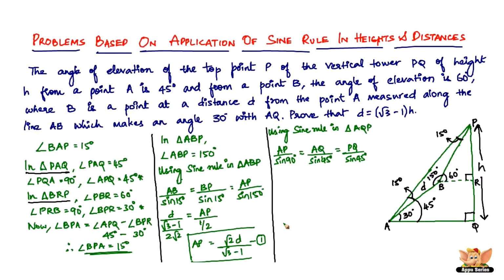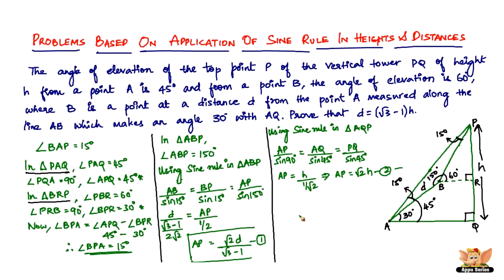Now what we have to take is AP and PQ. The reason we are taking AP and PQ is because we have an AP here. That's why we are not taking AQ here. So AQ here and BP here are not really useful. So we are taking AP by sine 90, which equals 1. So AP equals PQ, which is H, divided by sine 45, which is 1 by root 2. So from this, reciprocating, you get AP equals root 2 H. Right, so now consider this as equation 2.